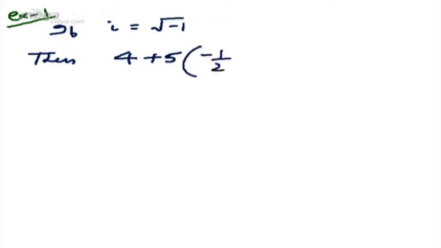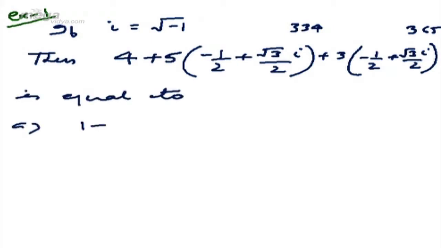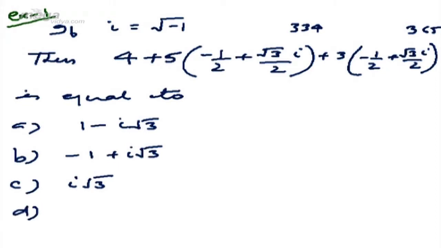That is example 1. If i is equal to root of minus 1, then 4 plus 5 times (minus half plus root 3 i by 2) whole to the power 334 plus 3 times (minus half plus root 3 i by 2) whole to the power 365 is equal to: A is 1 minus i root 3, B is minus 1 plus i root 3, C is i root 3 and D is equal to minus i root 3. Let us come to the solution of this problem.